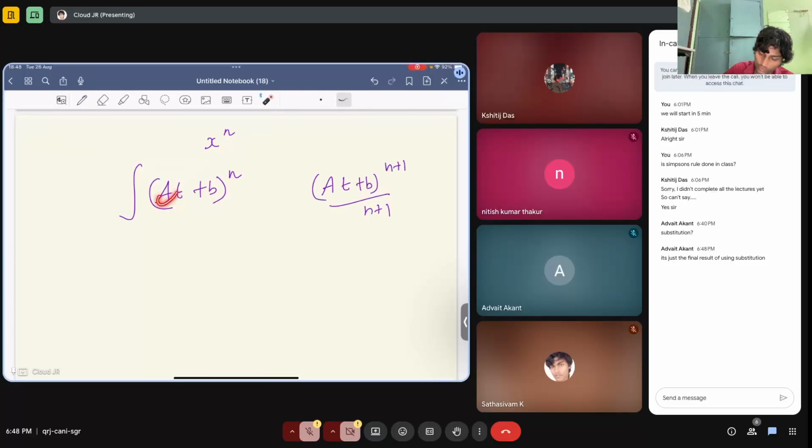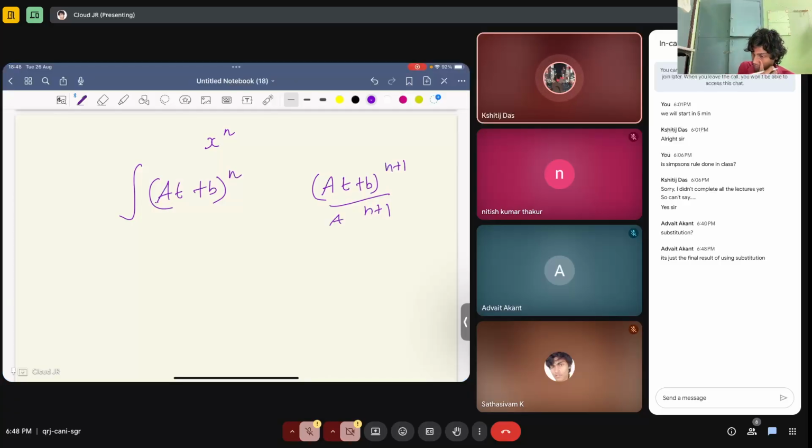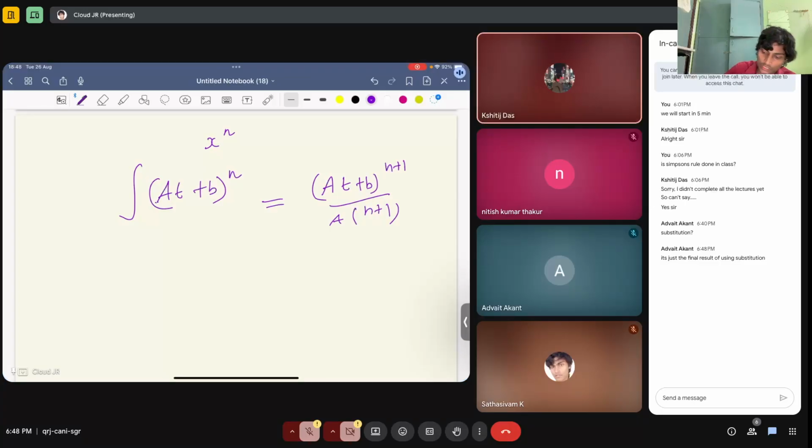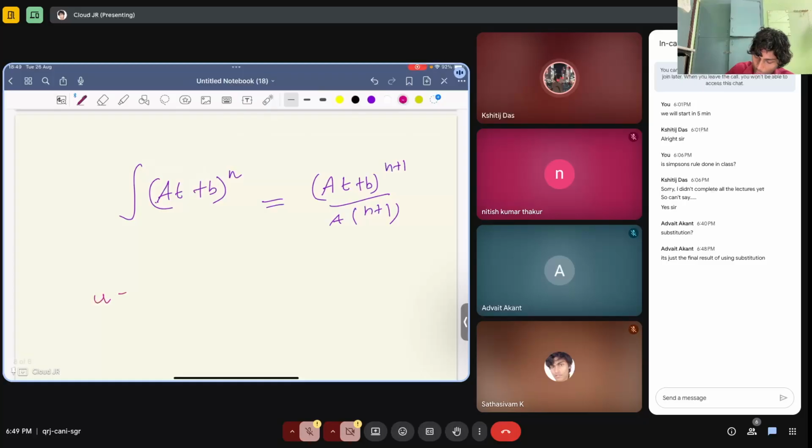Coefficient of t, which is basically a, right? Yes, this is also true, no? Basically, you are telling this formula, this is equal to this. You are claiming this is true. Yeah. So basically, what you're doing here is the same idea that we are doing here. You're substituting u equal to at plus b.